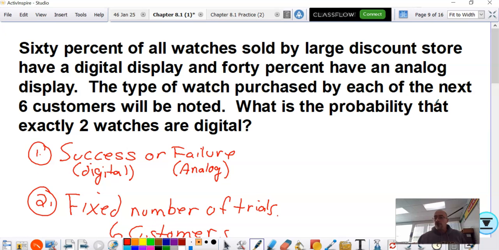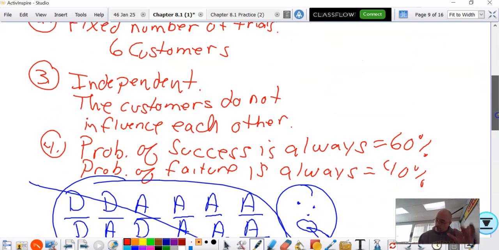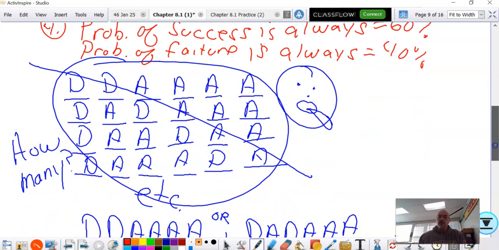60% of all watches sold by large discount stores have digital display, 40% have analog display. The type of watch purchased by each of the next 6 customers will be noted. What is the probability that exactly 2 watches are digital? Okay, so remember we went through the conditions. Don't forget what those conditions are.